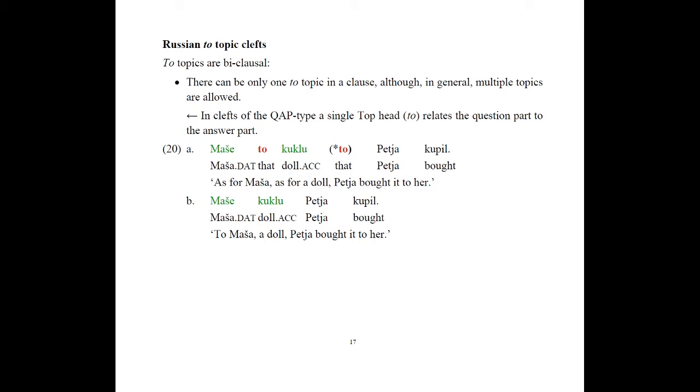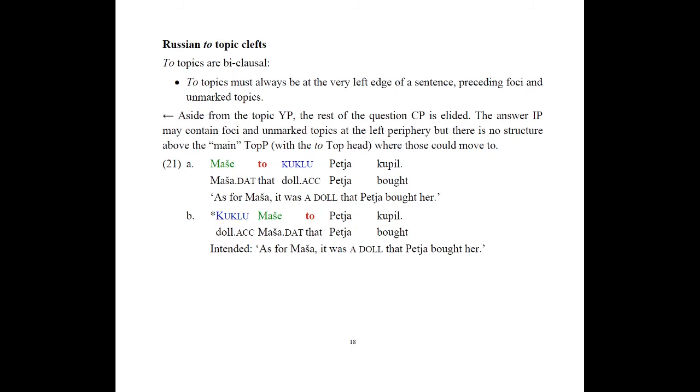So let us take a look at a couple of empirical differences between these tautopic constructions and ordinary topic constructions involving a left dislocated topic, to demonstrate that tautopics are indeed biclausal. So first of all, there can be only one tautopic in a clause, even though in general multiple topics are allowed. And we propose that that's because in clefts of the QIP type, there is a single top hat that relates the question part to the answer part. And so we can't have multiple questions stuck on top of each other, essentially.